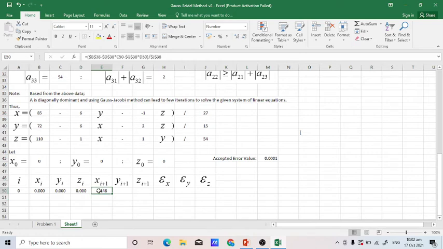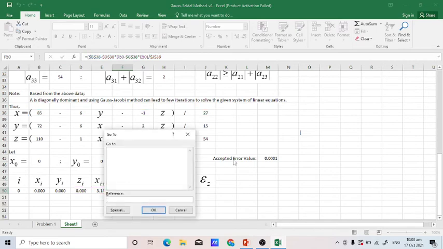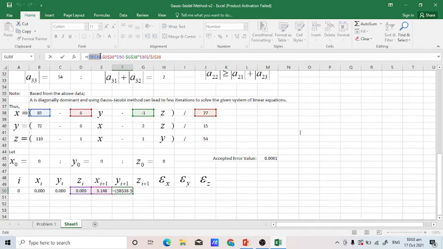Enter. 3.148. Copy paste. Control V. So, dito, 72. So, 72 siya dito, ito yun, 72. Okay, then with dollar sign, and then minus 6, okay, dollar sign, minus 6 times x.